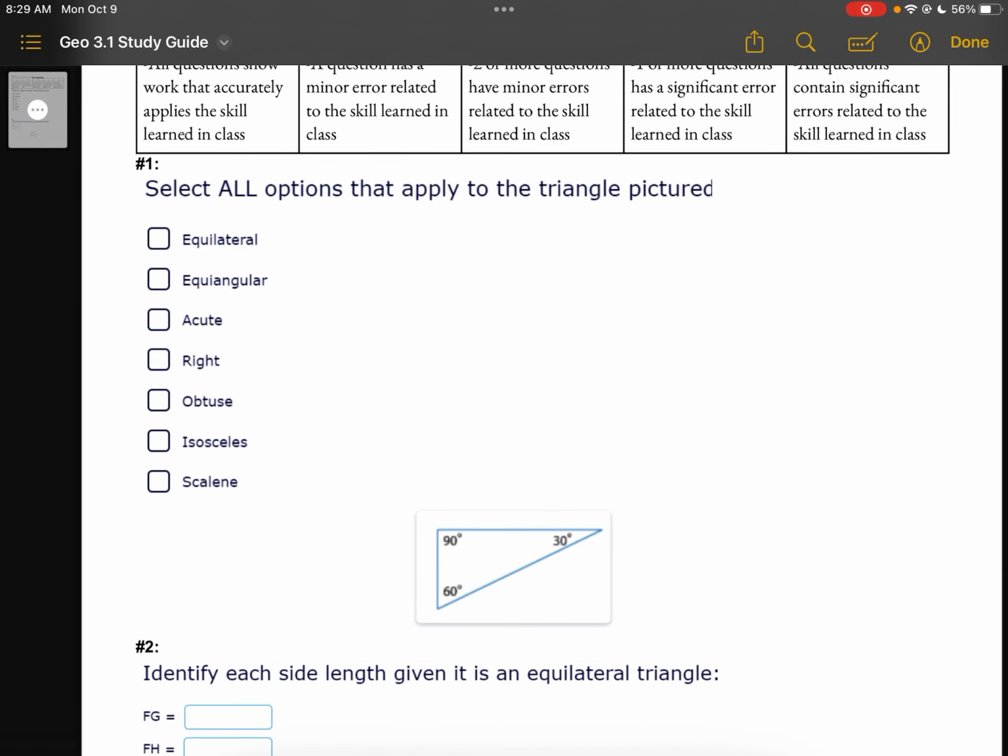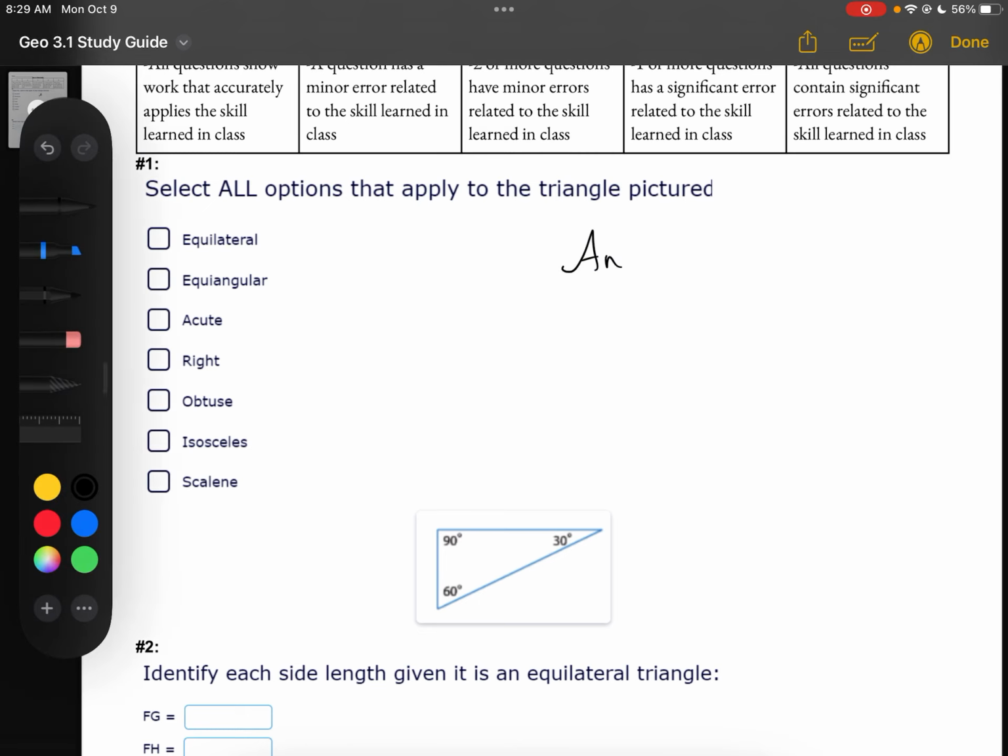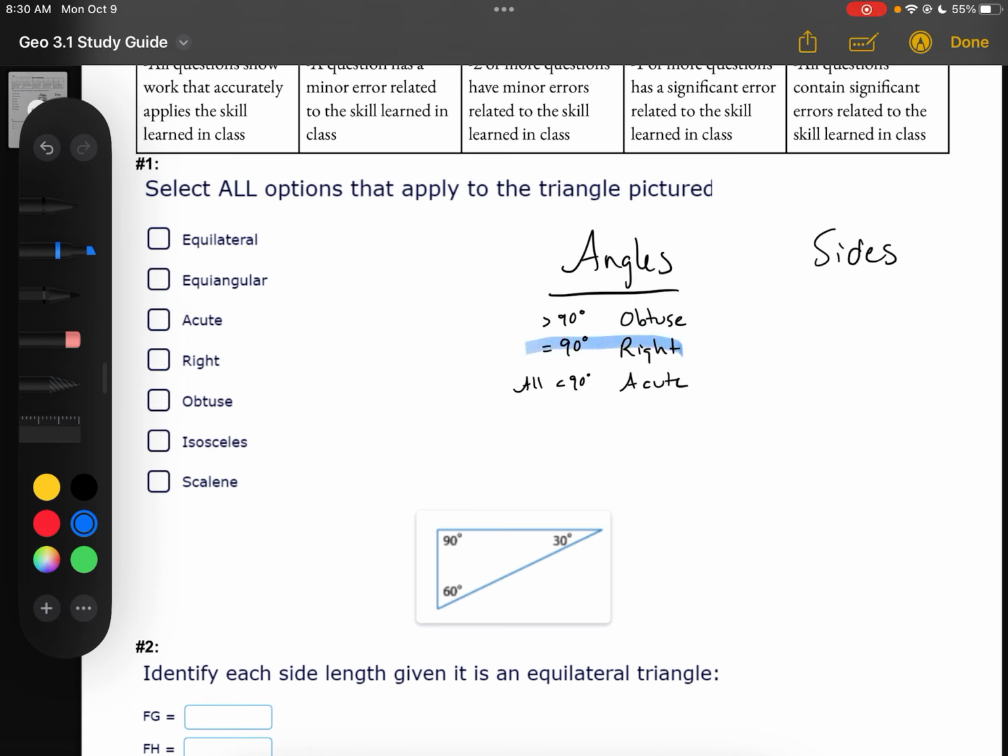All right, everybody, so for triangles, we just want to make sure that we are looking at it from two different perspectives. So we want to look at the angles of a triangle and we want to look at the sides. So for angles, if it has an angle greater than 90 degrees, we're going to see this as obtuse. If it has one that's equal to 90 degrees, we're going to see this as a right triangle. And if all angles are less than 90 degrees, we're going to see it as acute. So in our example below, equal to 90 degrees, we're going to see that we have a right triangle here.